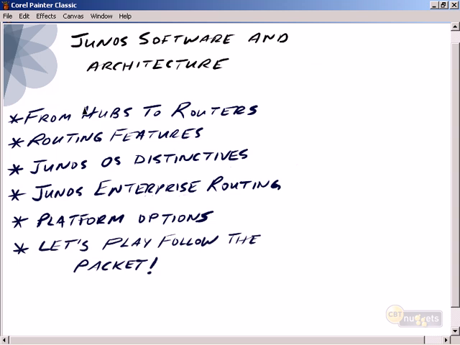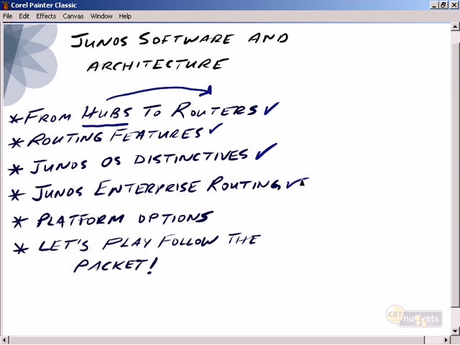Back when I got into networking, we were dealing with hubs. So we'll look at, from hubs to routers, remind you how they work, see the evolution of these products and where we're at today. We'll talk about general routing features, and then we'll look at the distinctives, the things that really set the Junos operating system apart from other platforms, from other vendors. I'll introduce you to Junos Enterprise Routing.